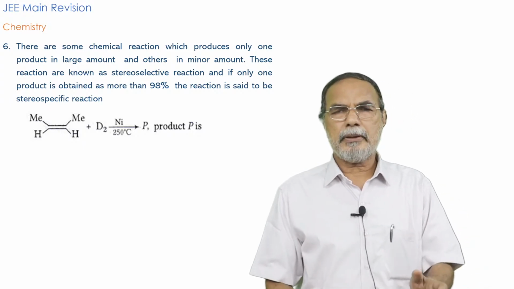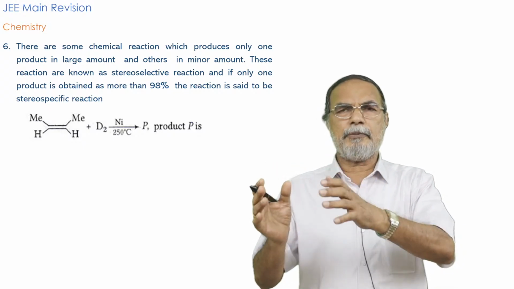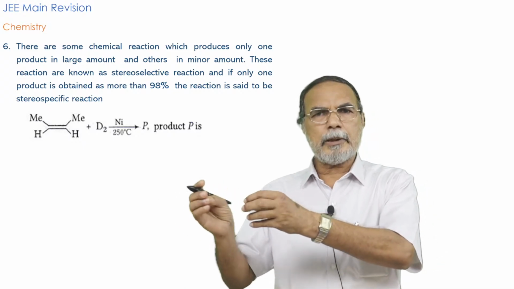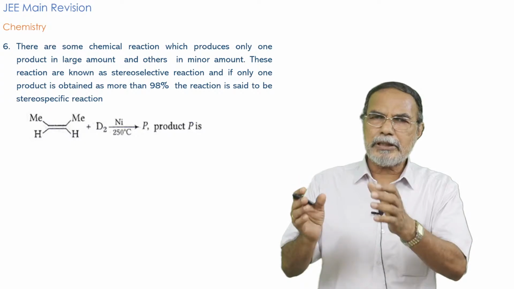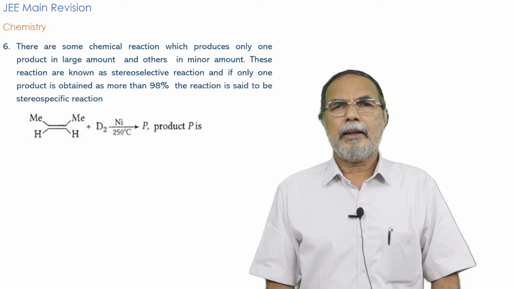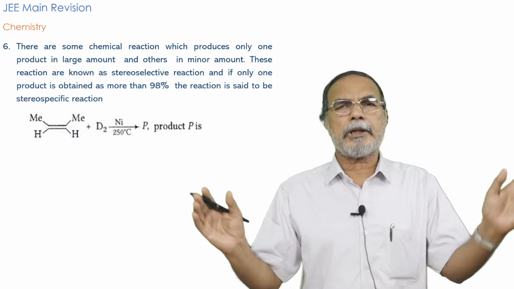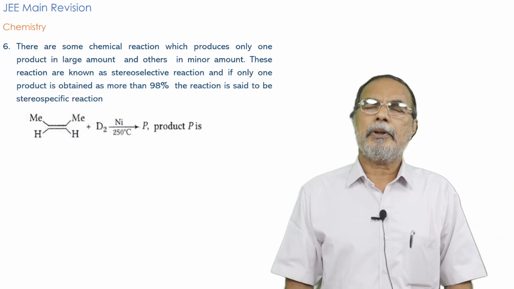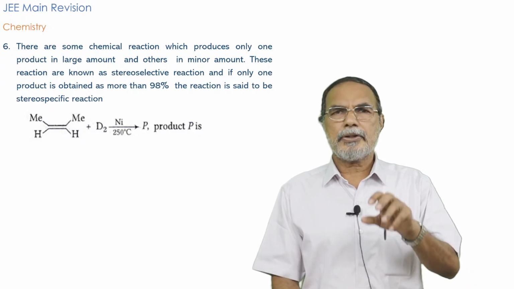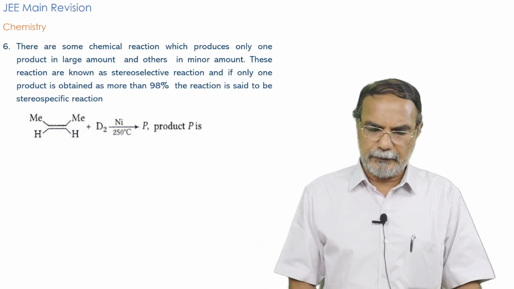If in a reaction, one product is formed as the major product to the extent of something like 75% or 80% or even 85%, and other compounds are formed in minor percentages, then the reaction is described as a stereoselective reaction, okay? And if that product is the only product in the reaction, amounting to 98% or even more than 98%, then the reaction is called a stereospecific reaction. So that literature is already given there, okay?